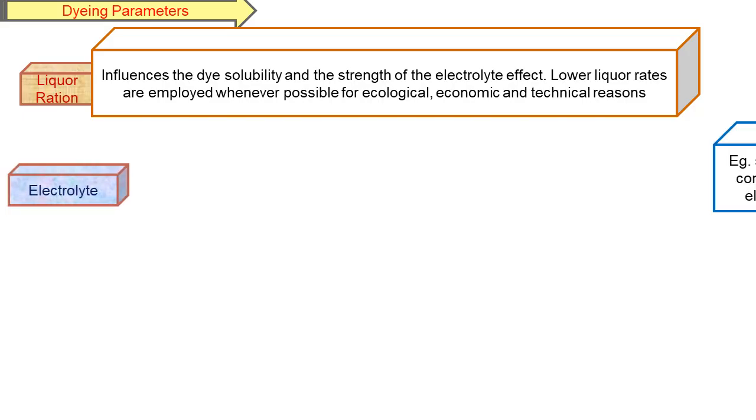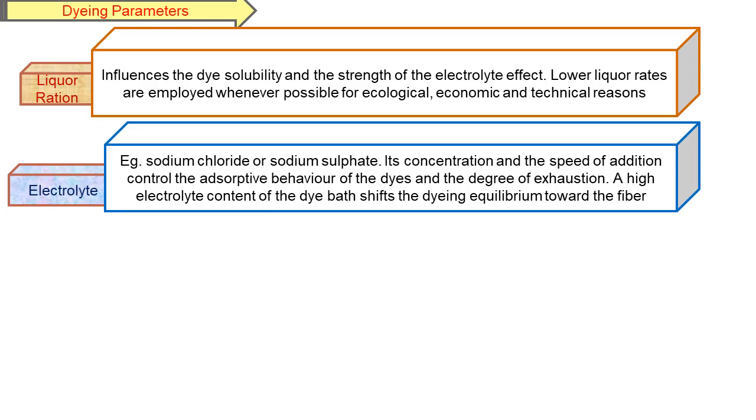Electrolyte is another parameter. For example, sodium chloride or sodium sulfate, its concentration and the speed of addition control the absorptive behavior of the dyes and the degree of exhaustion. A high electrolyte content of the bath shifts the dyeing equilibrium towards the fiber.